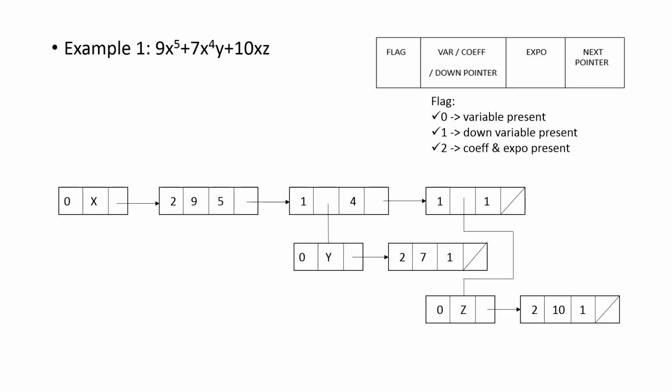See, here is an example: 9x^5 + 7x^4 y + 10xz. So this is a multivariable polynomial and it has the variables x, y and z. This is the node representation and this is the flag. So let us see how it is represented.